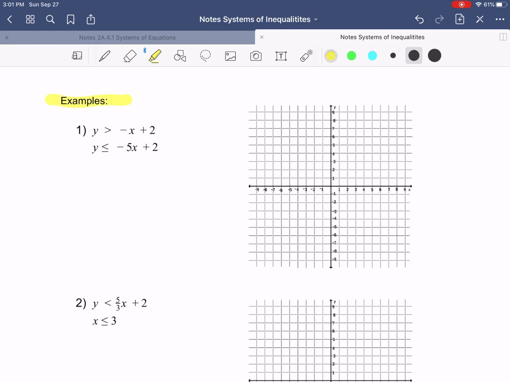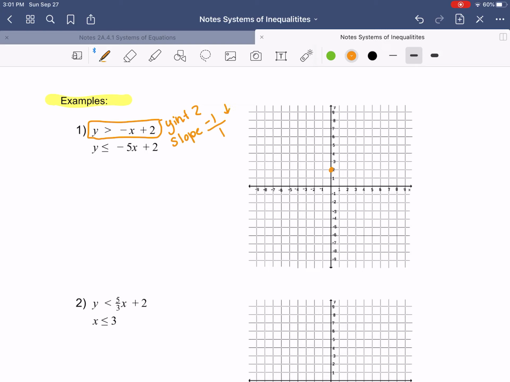Okay, so these are both already in slope-intercept form, so that's good. Y is greater than, y is less than. So I'm going to go ahead and start with this first one right here. Y is greater than negative x plus 2. So it has a y-intercept of 2 and a slope of negative 1. So to make that a fraction, you would put negative 1 over 1. So my y-intercept is at 2. My slope is negative 1 over 1.